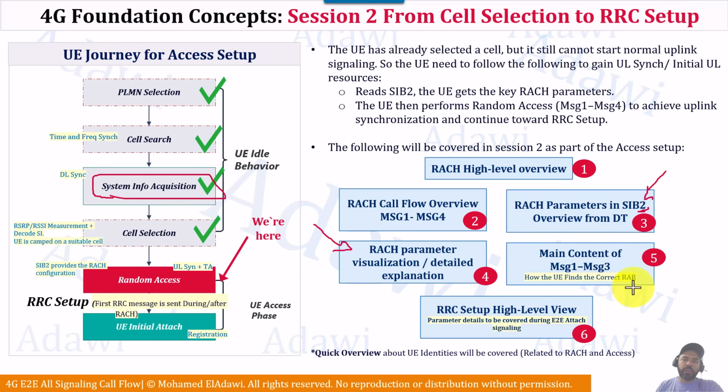Also, I will be discussing some of the high-level concepts about the so-called UE identities. For example, there's something called RA-RNTI, temporary C-RNTI, or C-RNTI, or radio network temporary identifier. I'll be discussing this part as well, which is important to understand, especially for those who are working in trace analysis. You need to understand the meaning of these terms about the UE identities.